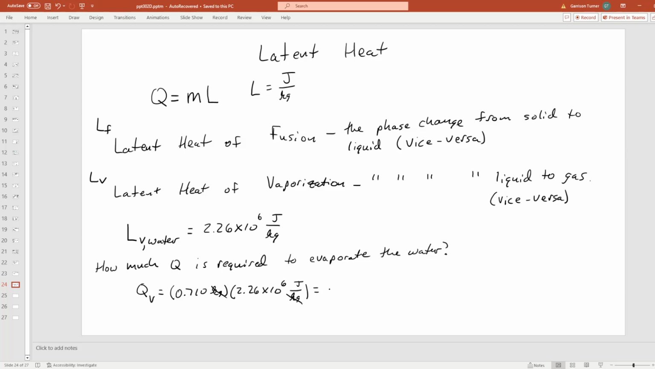My kilograms cancel, and if we plug this in, we get 0.71 times 2.26 times 10 to the sixth, and we obtain 1.605 times 10 to the sixth joules. Okay, so to completely boil the water away requires over 1,000,000 joules of energy.